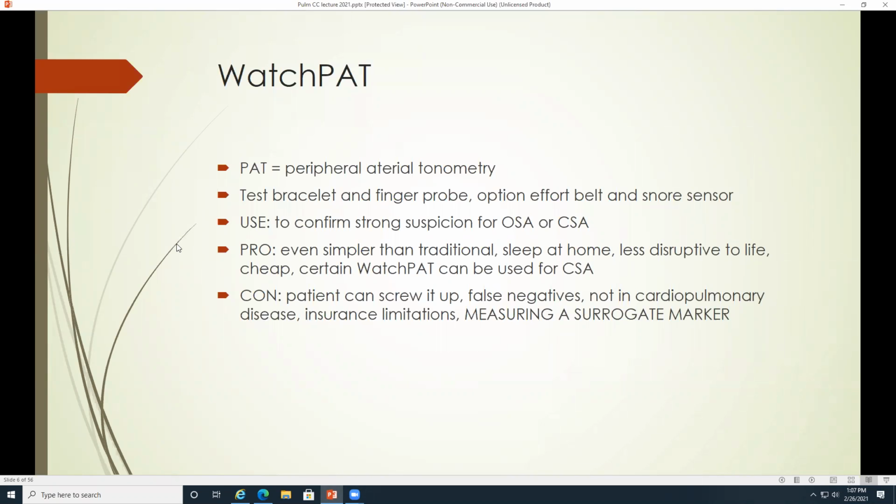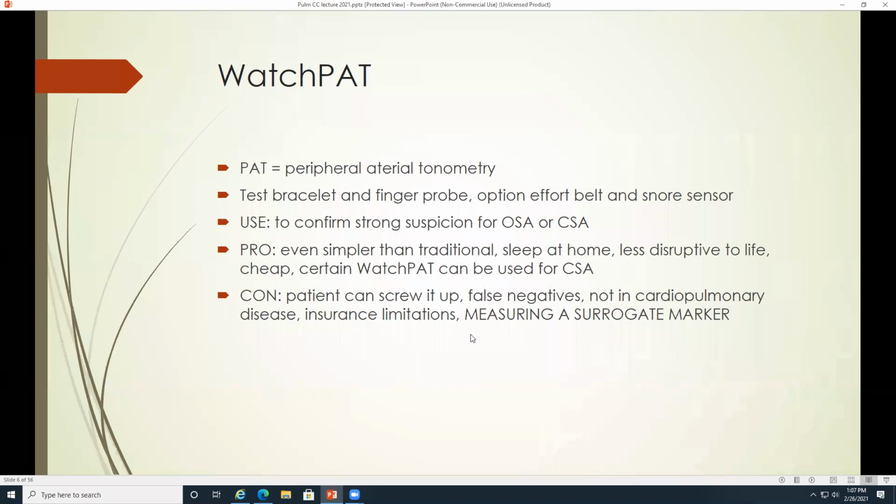The same kind of negatives for this test. The patient can always screw it up. They can not put it on right. Again, it can give false negatives. You still don't want to use it in people who have any significant cardiopulmonary disease. There can be a little more insurance limitations for these. Not every insurance will cover a WatchPAT.